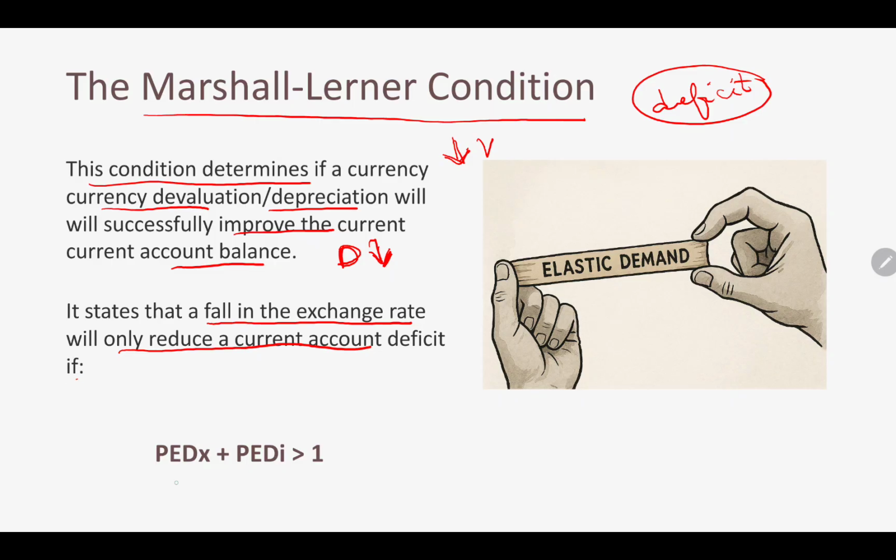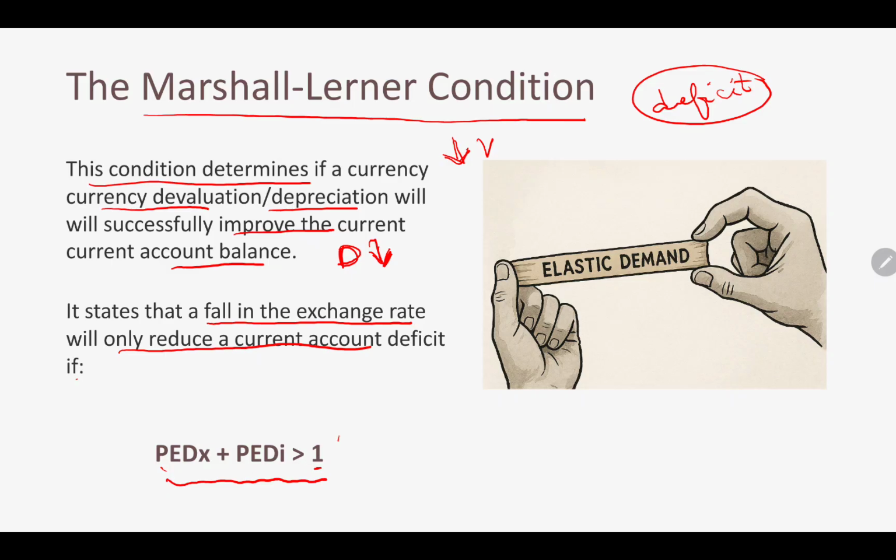For this, there is a condition. What is the Marshall-Lerner condition? The price elasticity of demand of exports plus the price elasticity of demand of imports should be greater than 1. So the PED of exports plus the PED of imports, the sum of these should be greater than 1.